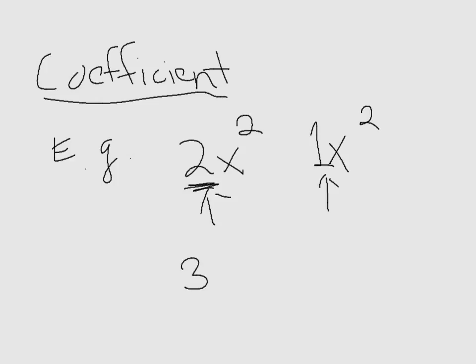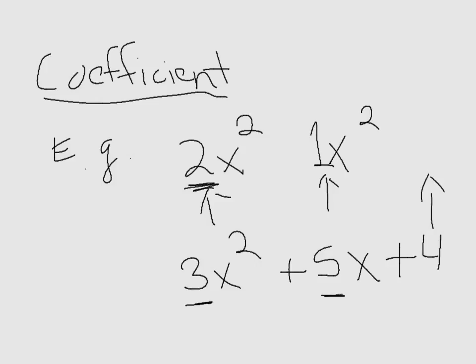We can also have other coefficients like 3x squared plus 5x plus 4. In this case, we actually have 2 coefficients. This 4 is not considered a coefficient. Why is it not considered a coefficient? Because there is no variable in front of the 4. This 4 is actually known as a constant.